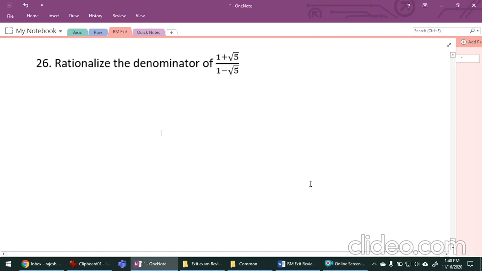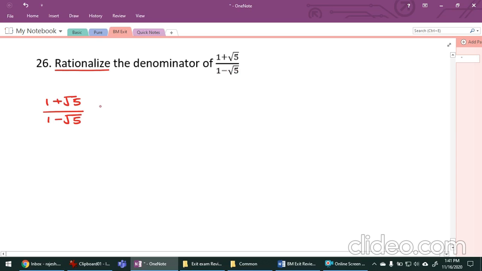Question number 26 is rationalize the denominator of 1 plus root 5 by 1 minus root 5. What is this? Rationalize. Okay, we will see. 1 plus root 5 by 1 minus root 5. Denominator means maqam. Okay, this is the denominator, 1 minus root 5. Rationalize it means you have to remove this square root. We should delete this square root.